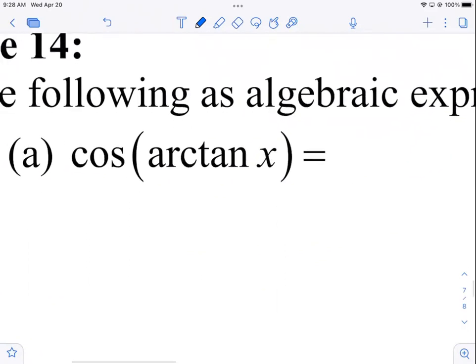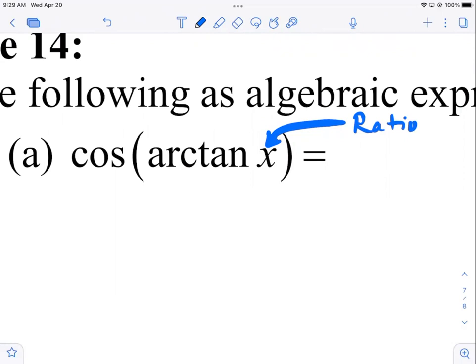Cosine of arctangent of x. Here's how we do it. Start with the x. Ask yourself, is that a variable or is it a ratio? It's both. It's a variable. Is it an angle or is it a ratio? It's a ratio. We know it's a ratio because it follows an arc or an inverse.